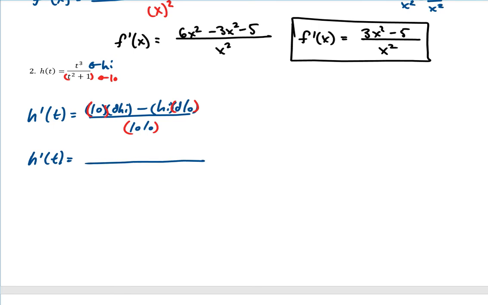So my h prime of t is, so the low is t squared plus 1. The derivative of the high is, well, the high is t cubed. The derivative of the high, 3 would come to the front, minus 1 from the power to get 3t squared. And then we have minus just the high function, just t cubed. And then our derivative of the low, well, that one I think we could do without scratch work. 2 comes to the front, and then t's attached. Derivative of 1 is 0, so it's just 2t like that.